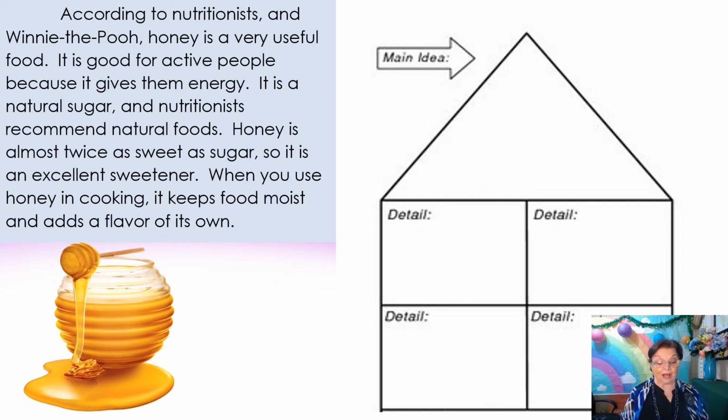But right now, we're going to have a paragraph about honey. According to nutritionists and Winnie the Pooh, honey is a very useful food. It is good for active people because it gives them energy. Honey is a natural sugar, and nutritionists recommend natural foods. Honey is almost twice as sweet as sugar, so it is an excellent sweetener. When you use honey in cooking, it keeps food moist and adds flavor of its own.